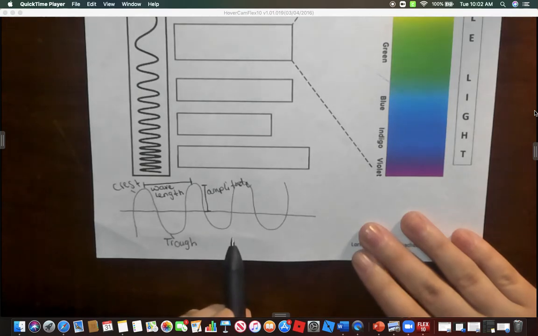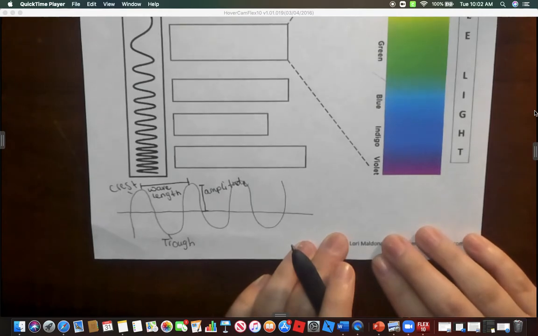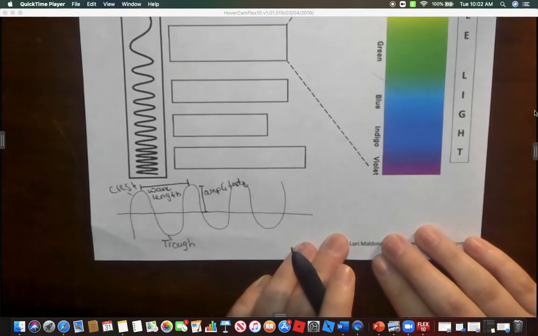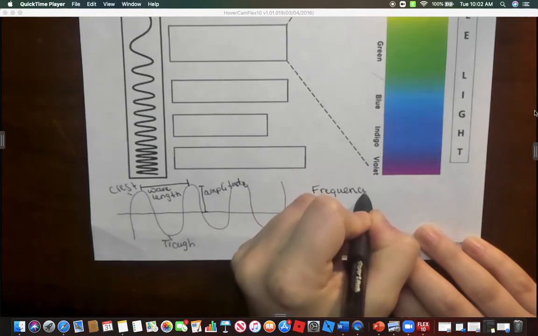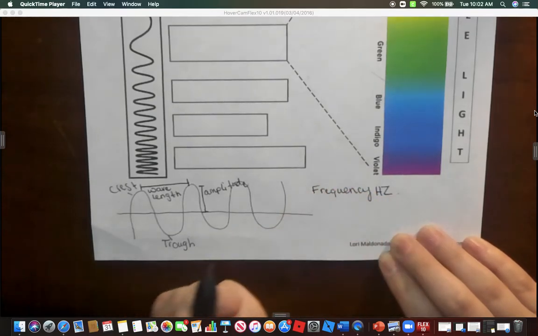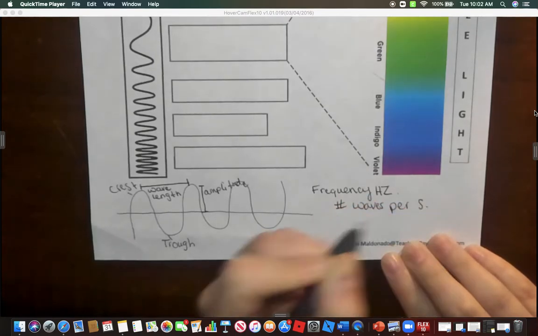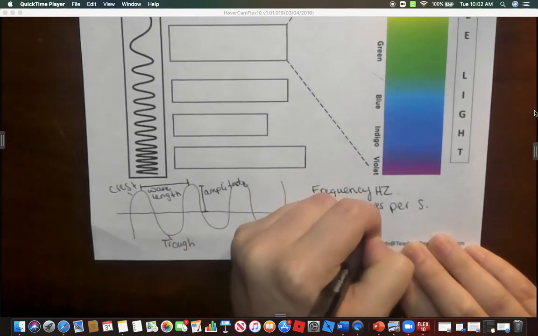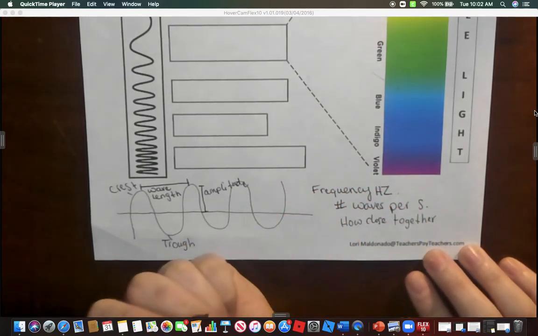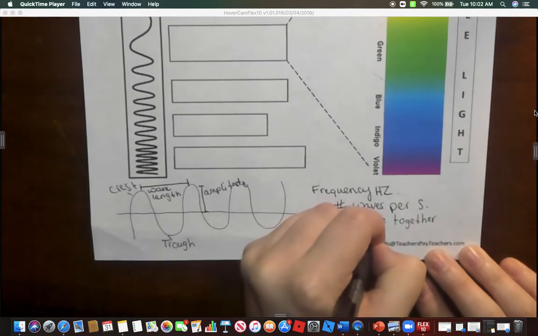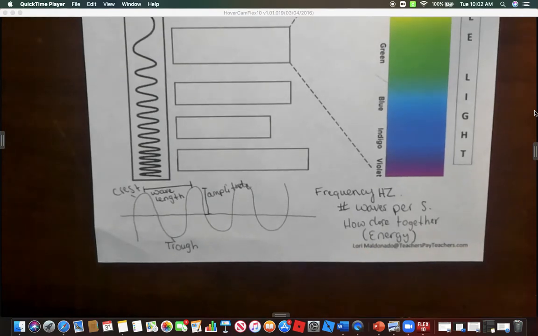Okay, the last thing that we need to talk about is frequency. So frequency is going to be how close together the waves are, or the number of waves that we have per second. So frequency is measured in hertz, and it tells us number of waves per second, basically how close together. And the amount of hertz, or the frequency of the wave, can tell us the energy of the wave. Is it a high energy or is it a low energy wave?